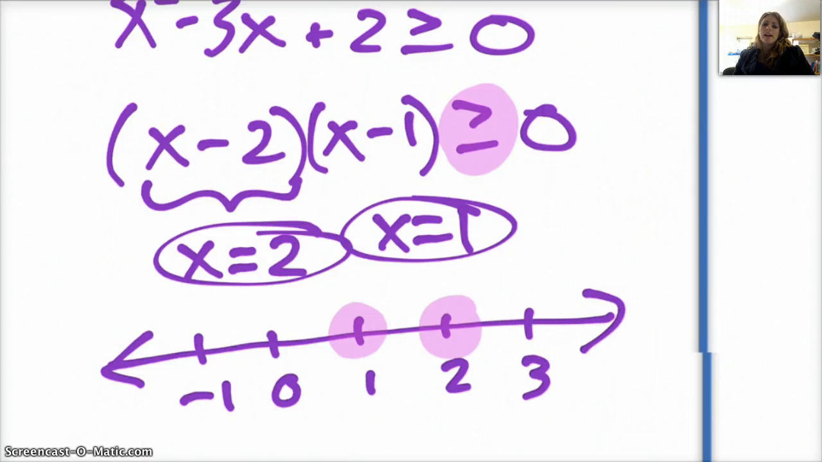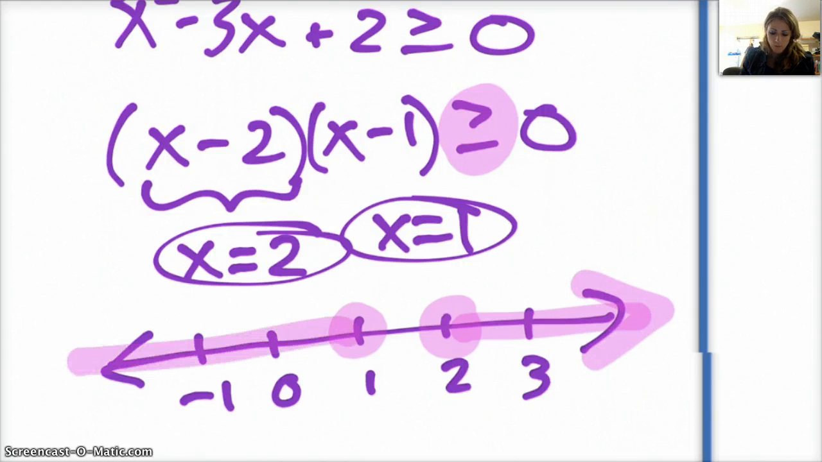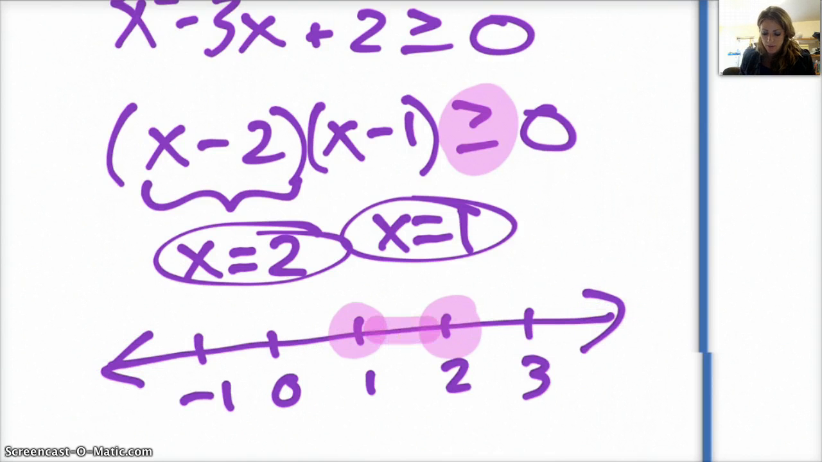Essentially, I'm either going to get that all the values above 2 and all the values below 1 will work, or that the values in between 1 and 2 work. So basically what you want to do is pick points on either side of 1 and 2 to figure out what works with the original equation or inequality.